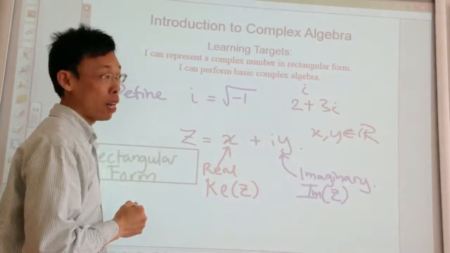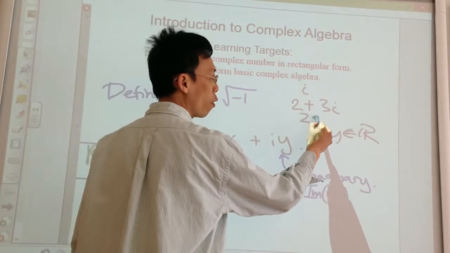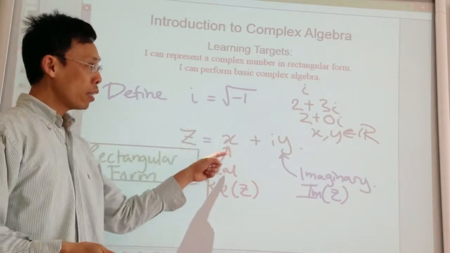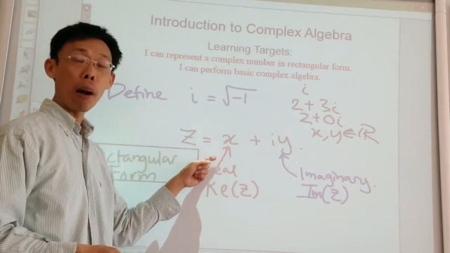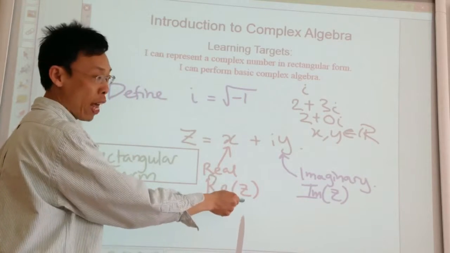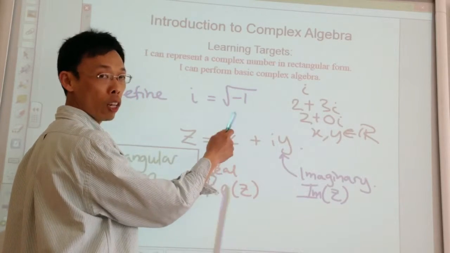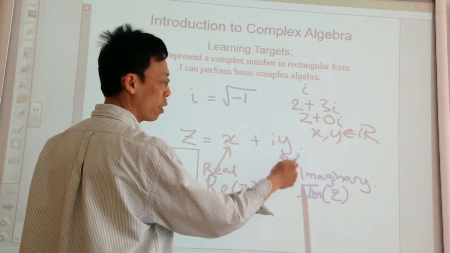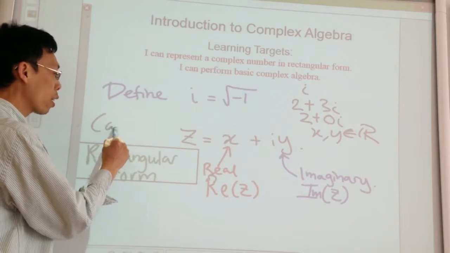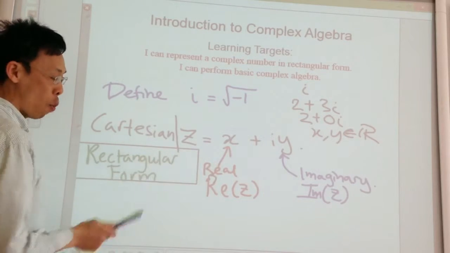i itself is a complex number. 2 also is a complex number because you can think of it as 2 plus 0i. The x here is called the real part of the complex number, written Re of z. And y here is called the imaginary part of the complex number, Im of z. This particular form is called the rectangular form. It's also called the Cartesian form.